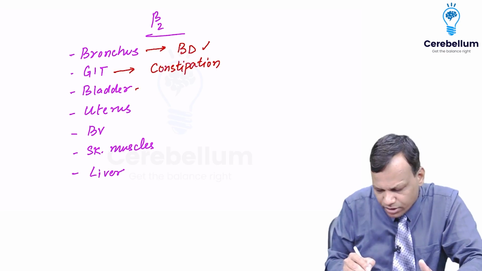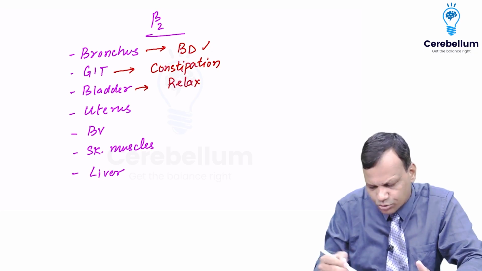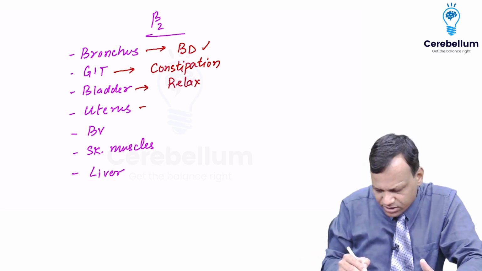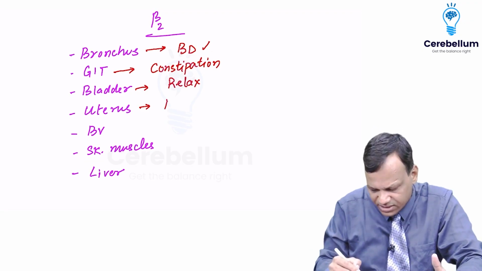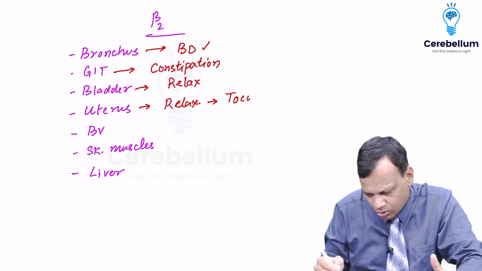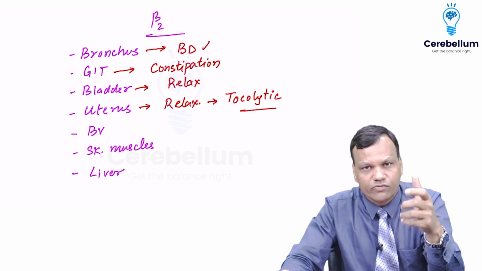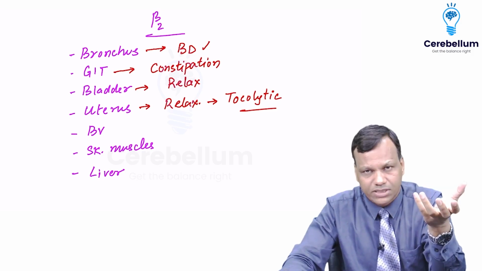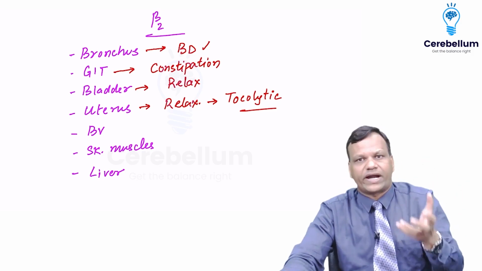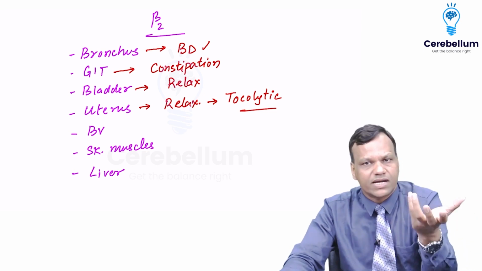What will happen to urinary bladder? It will relax the bladder, so it will decrease urine outflow. Uterus, it will relax the uterus. And what is the relaxation of uterus known as? Yes, it is known as tocolytic effect. So beta 2 will relax the uterus, and in which condition you will want to relax the uterus? Yes, when the uterus is contracting without purpose. We do not want the uterus to contract, but it is contracting. And what is that condition?